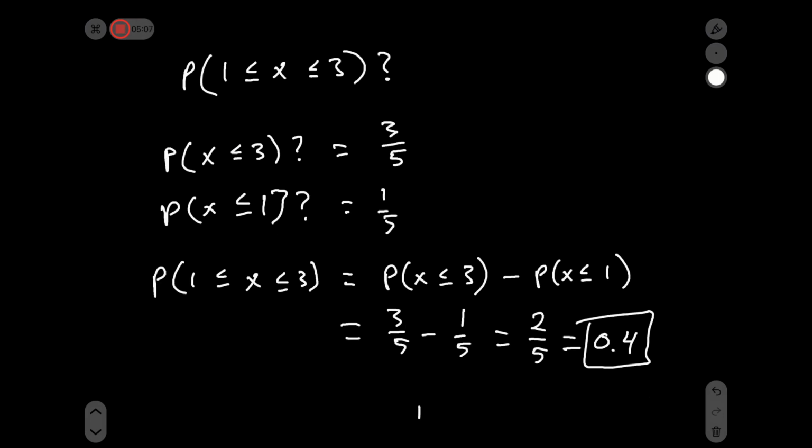Okay, that is it for the uniform probability distribution, and that is it for the Exam 2 review. Good luck on the exam, and let me know if you have any questions.